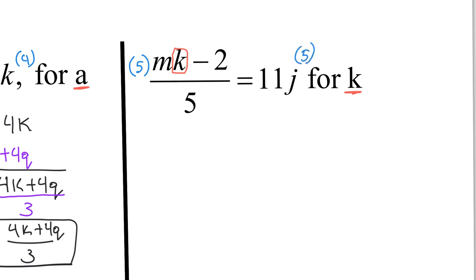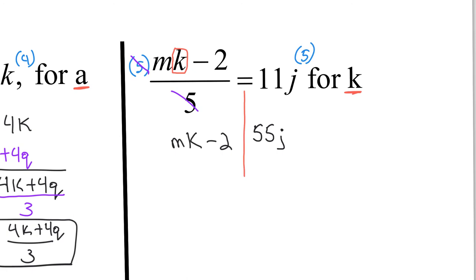So we can cross simplify the 5's right here, and you bring down the mk minus 2 on this side. And on the other side, you're going to multiply 11j times 5. So multiply the coefficients, the numbers, 11 times 5. That's 55j.